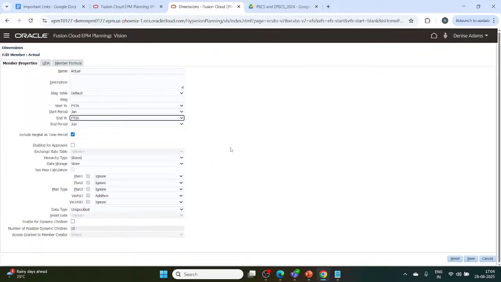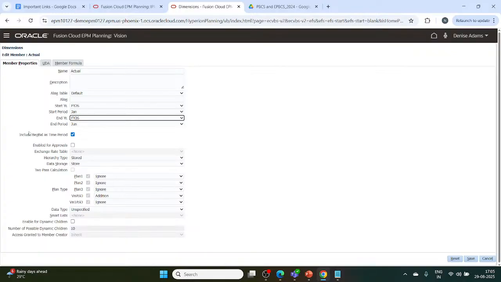That kind of data we can take according to our scenario, whether we want to forecast, or it is our actual data, or our budget scenario. So according to the scenario we can take the year here.